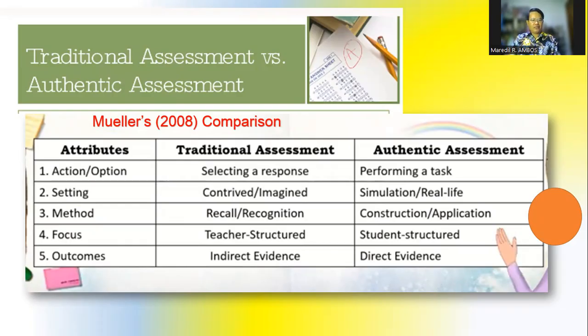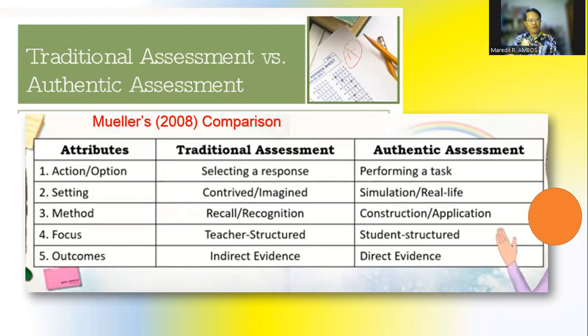Okay, in the traditional assessment, it is selecting a response, like, for example, letter A, letter B, or true or false. Okay, wherein in the authentic assessment, there is performing a task. So students are going to perform. Okay, and the second is, of course, method. So in the traditional, it is contrive or imagine. Okay, wherein in the authentic, there is simulation or real life.